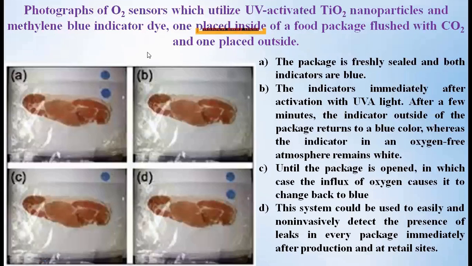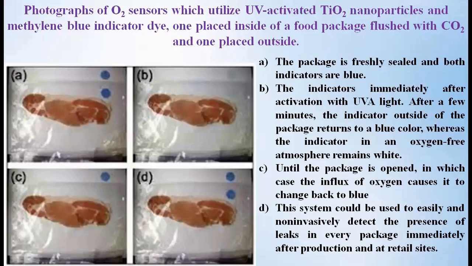Okay, this is an experiment done, as we see in this slide, with the indicator dye. This packaging is fresh. These are A, B, C, D, four pictures in which we find different stages that you can easily see to tell whether it is fresh or not. Package A is freshly sealed and both indicators are blue. Then the indicator immediately after activation with UVA light, after a few minutes: the indicator outside the package returns to a blue color, whereas the indicator in an oxygen-free atmosphere remains white. That is, you see slightly blue color occurring on the outer side, and on the inner side the oxygen is not present. Oxygen is present in the atmosphere.